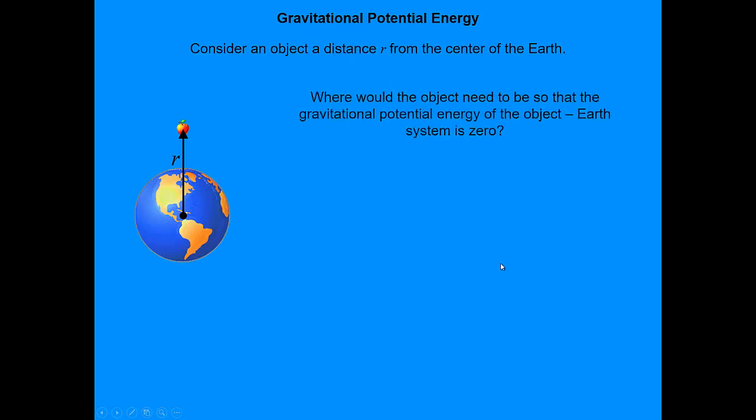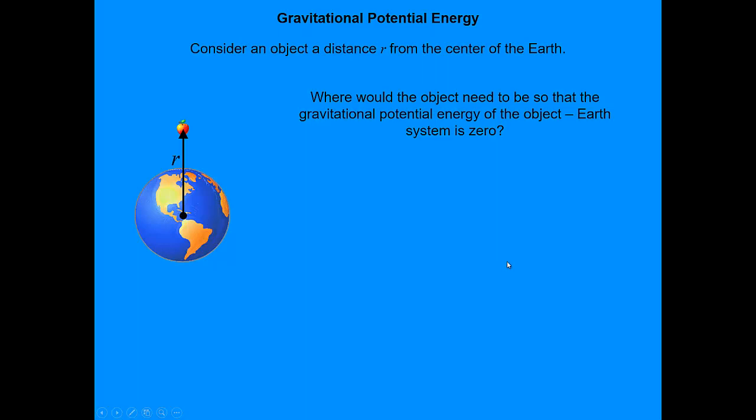Let's start out by considering where would that gravitational potential energy be zero? Where would it no longer have the ability to produce any change, due to its location in a gravitational field? Now, when we were looking near the surface of the Earth, we always called the surface of the Earth zero. But does that make sense in this case?